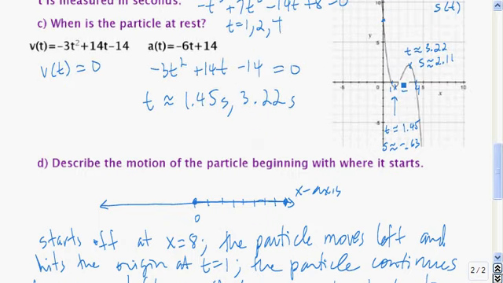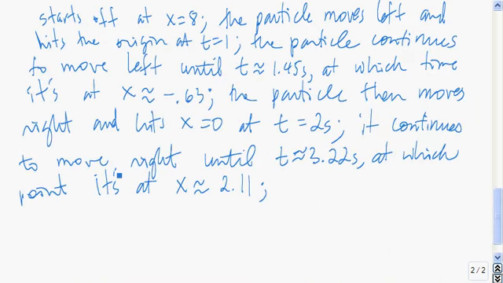Then from time t equals 2 to time t equals 3.22, the position values are getting bigger and bigger. That means the particle is still moving to the right. The y value is getting bigger and bigger, and so that means the position is more and more to the right. Okay, so the particle continues to move right until t is around 3.22 seconds, at which point x is approximately 2.11.